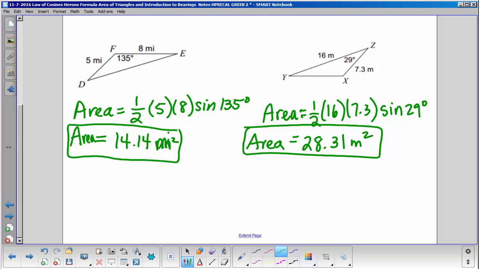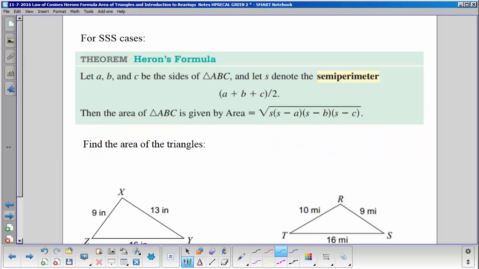All right, Heron's formula. Heron was an older guy.